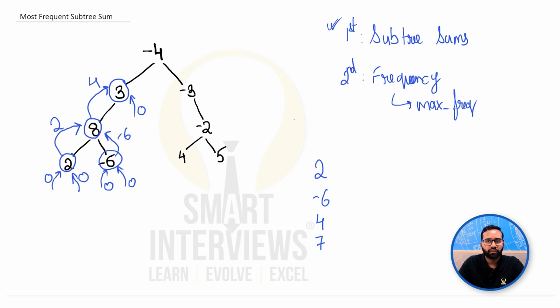So in this way, if we do a bottom-up traversal, we'll be able to find the subtree sum for every subtree, for every node. That helps us figure out the first part of the problem. Second part, we need to find the frequencies as well.